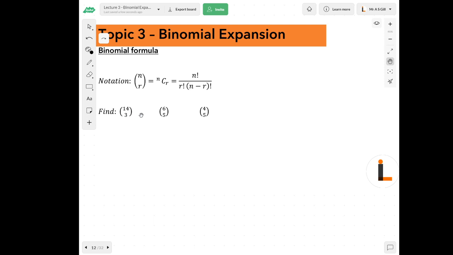So all we do in our calculator, for example, to find this one, we're going to do 14, and then press nCr 3, and then hit equals. Okay? So just make sure we're fluent with that. Go through and grab these values, and I'm going to write up the answers in just a second.